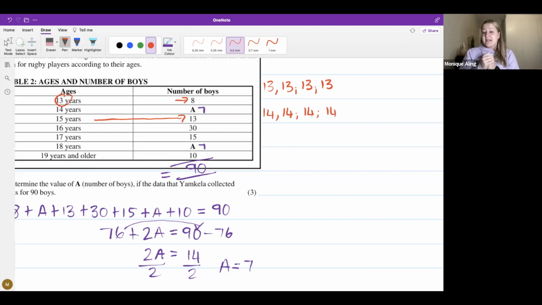So if we think about it, what is the modal age? What age do we see the most of? Not how many boys. There we go. Well done. Now the correct answers are coming through.